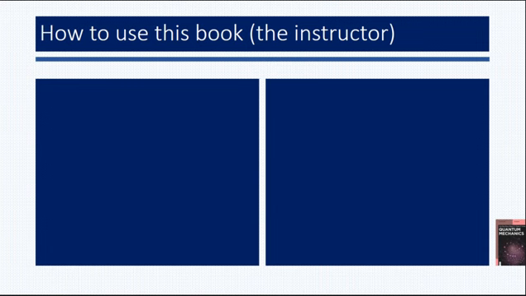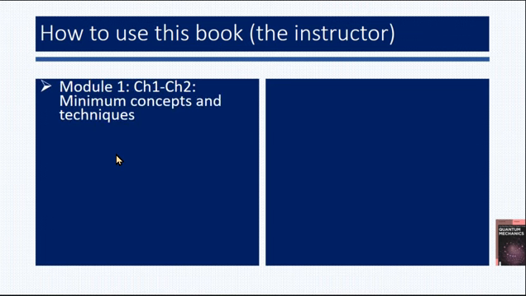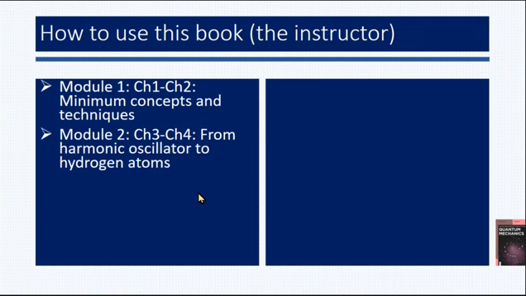This slide is basically for the instructors, and we separate our book into 5 modules. Essentially, for a one-semester course, the first 3 modules should be covered. For 2-semester courses, the 5 modules should be covered completely. Module 1 and Module 2 are absolute basic quantum mechanics, so they must be covered. So this is Module number 2.